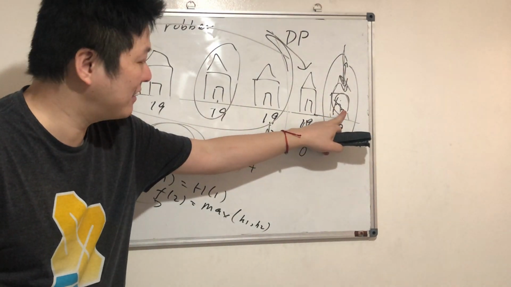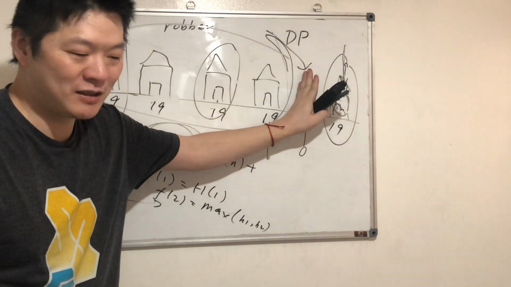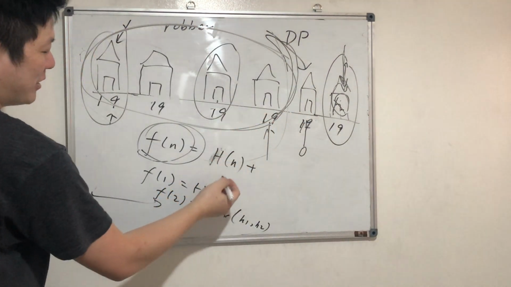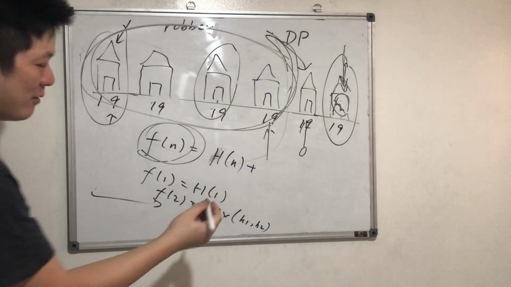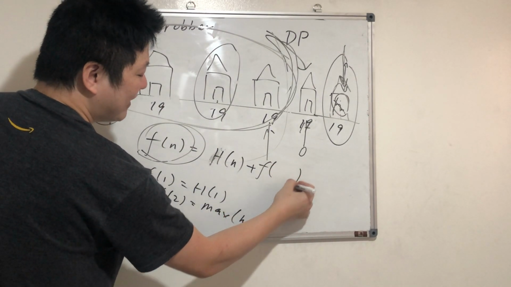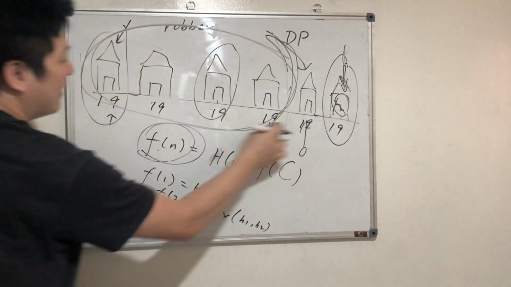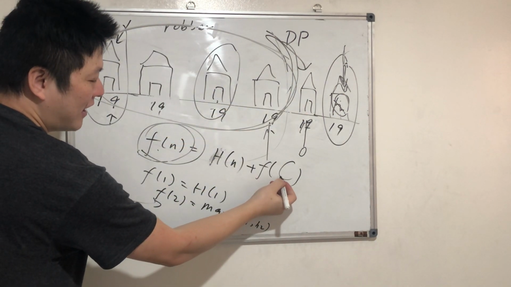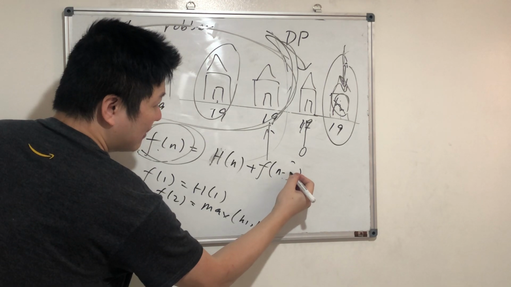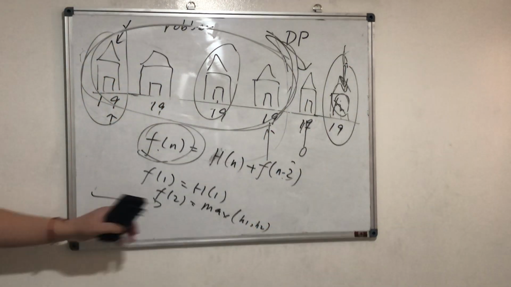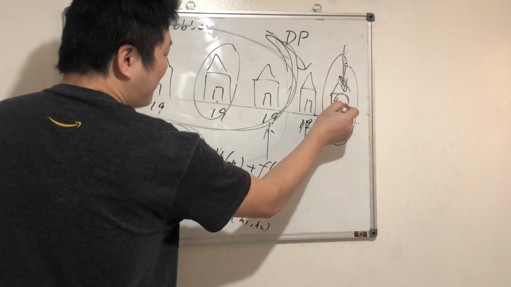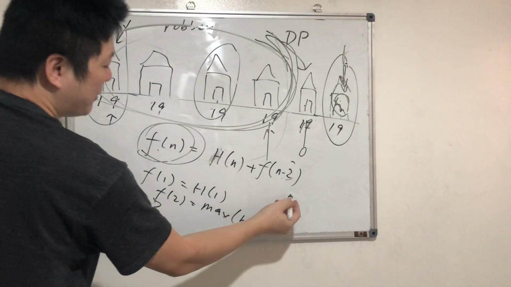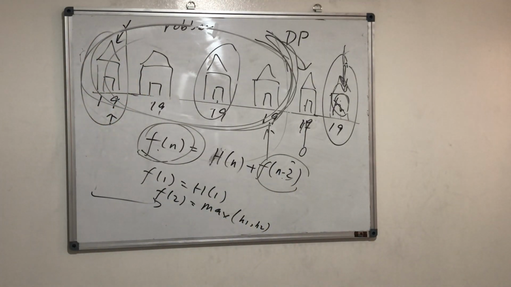So I pick the house n, and I can't pick house n minus 1, but I can check those earlier values. So this is the subproblem of what? F what? I pick this one, I can't pick this one, so what's this problem? Fn and what? n minus 2? Yeah, well done, be confident. So I pick this house n, I can't pick n minus 1, but I can pick this bit, which is the problem of n minus 2.